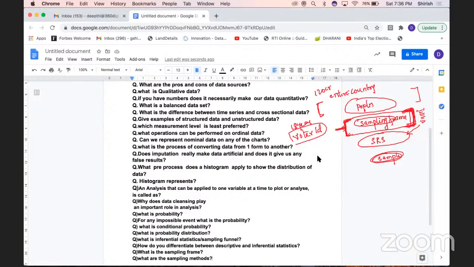One is your biased and the other is your unbiased. Probability and non-probability. Exactly. Yes, the same. Right? So what does biased sampling mean? Biased sampling is nothing but you are selecting people of your own choice.